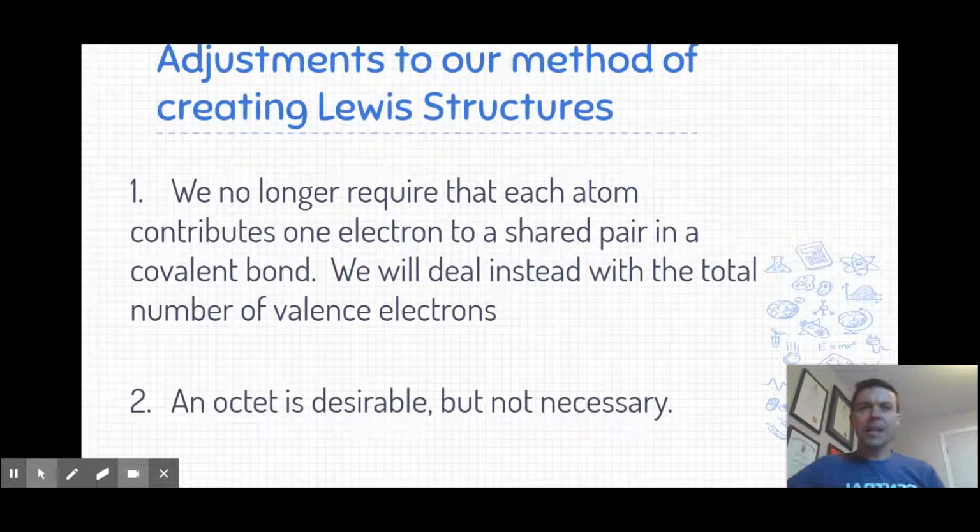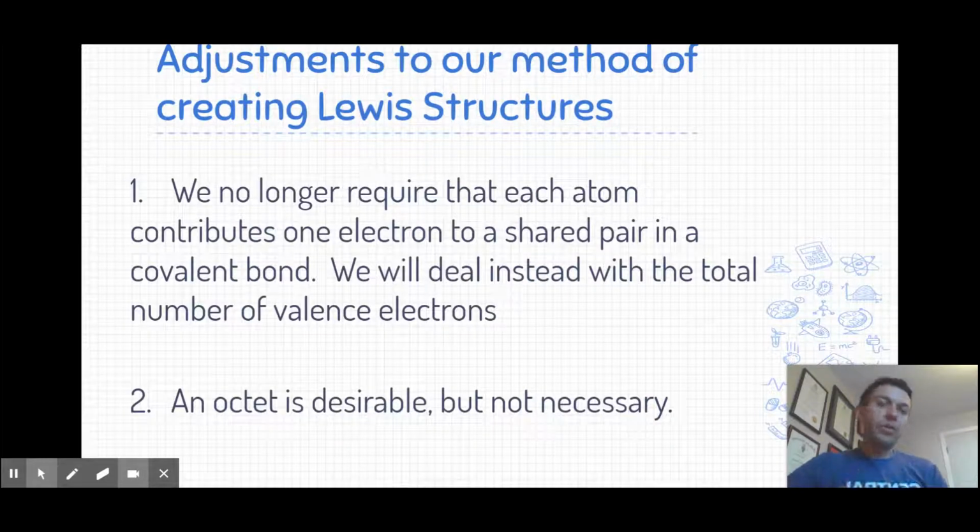The second one is that even though the octet or the noble gas electron configuration will still be the norm, it's not going to be necessary. We'll come across examples of an octet deficient molecule, and we'll also have examples of expanded octets.